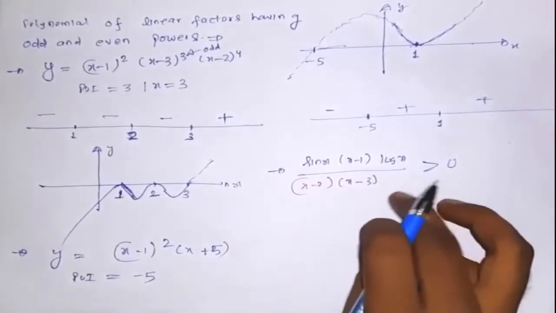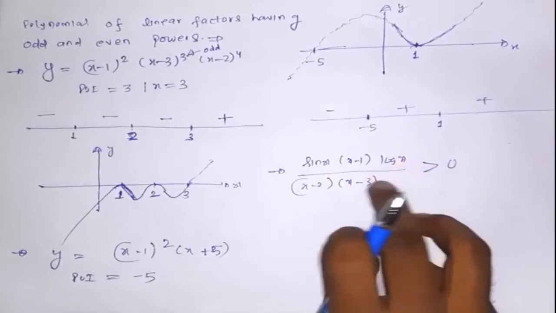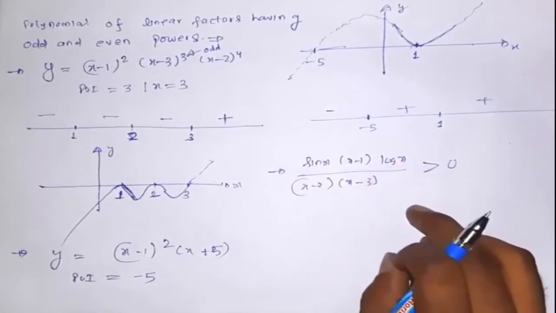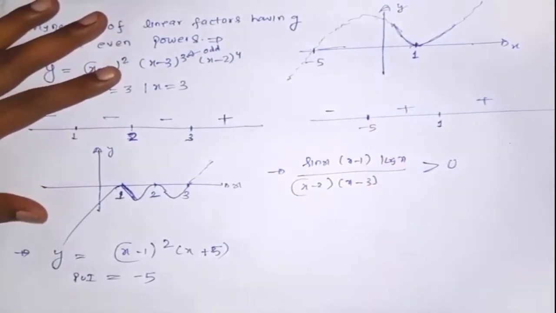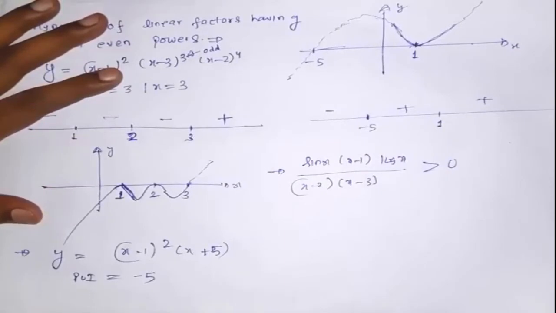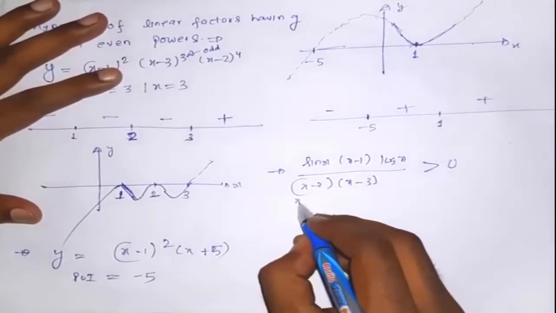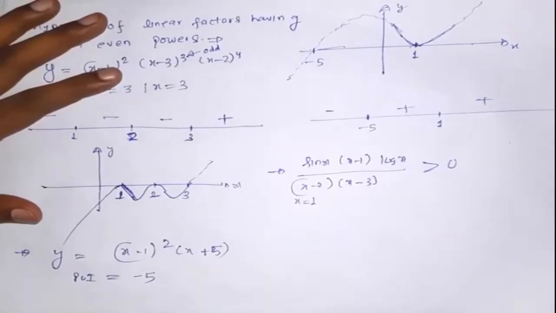sin x, (x minus 1), log x, (x minus 2), (x minus 3) positive. Then we have to find the values of x for which this equation is satisfied.